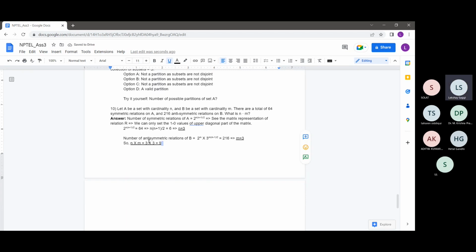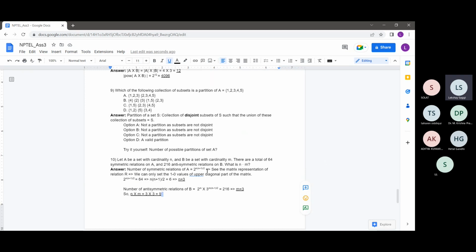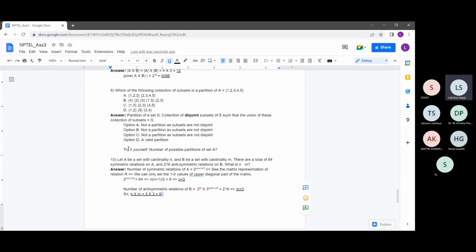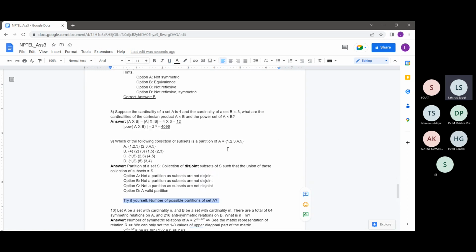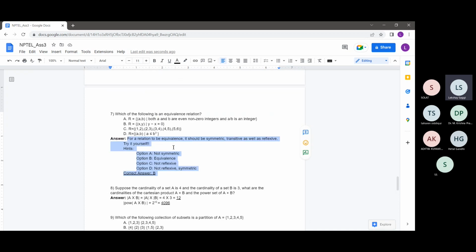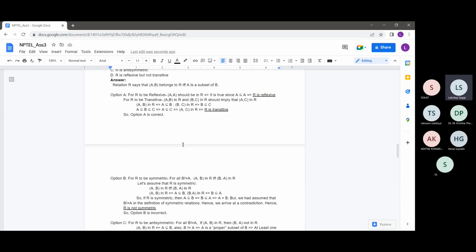So I guess this is the end. This is the last problem which we have solved for today, guys. I have given you some questions which you should try out yourselves, like the number of possible partitions of set A, and some more problems which will help your understanding a lot. And Hital, I'll be sharing the YouTube link after I end this meeting, so you don't have to worry about this.